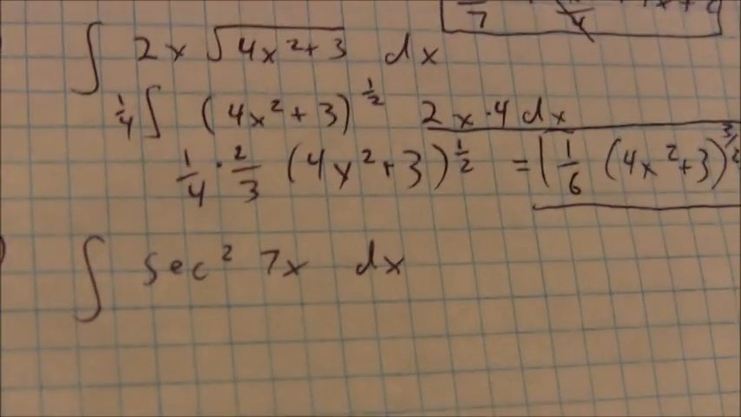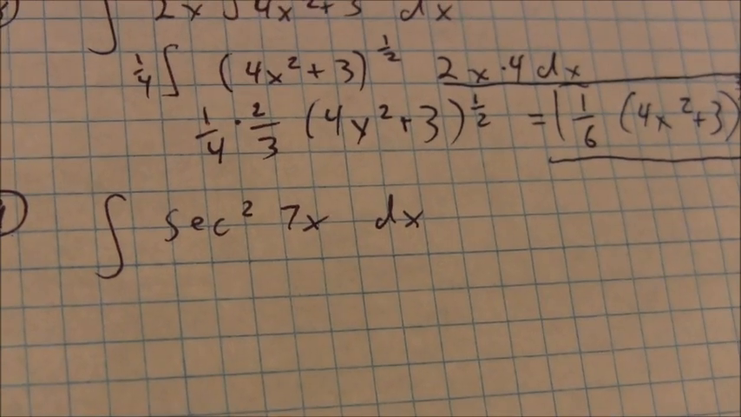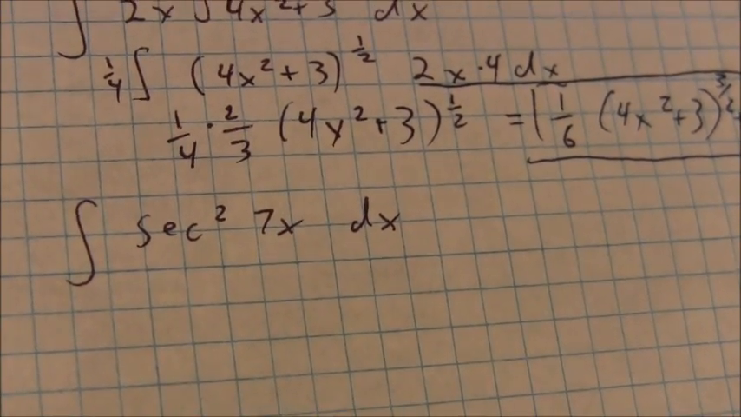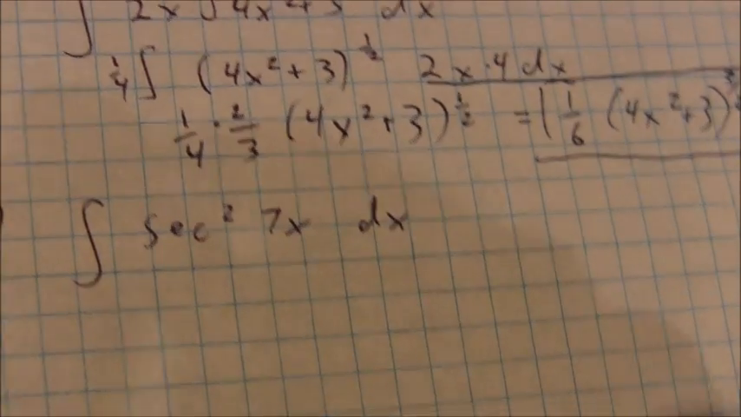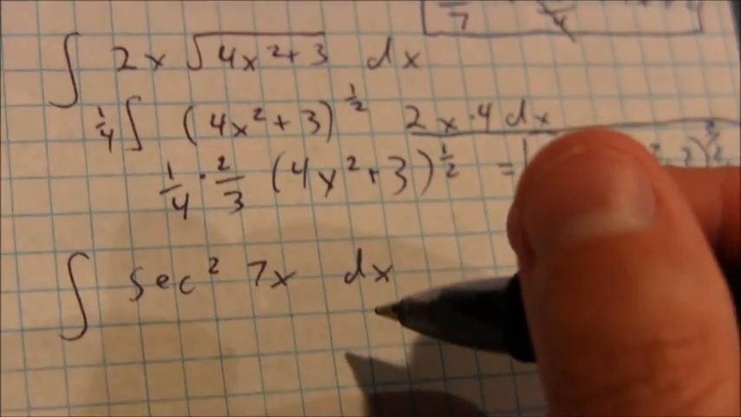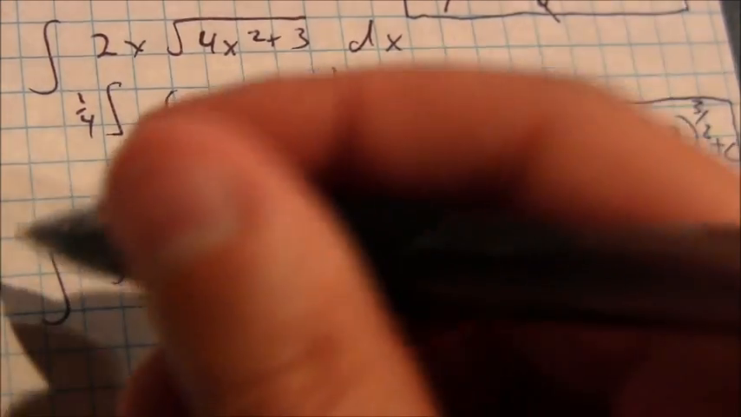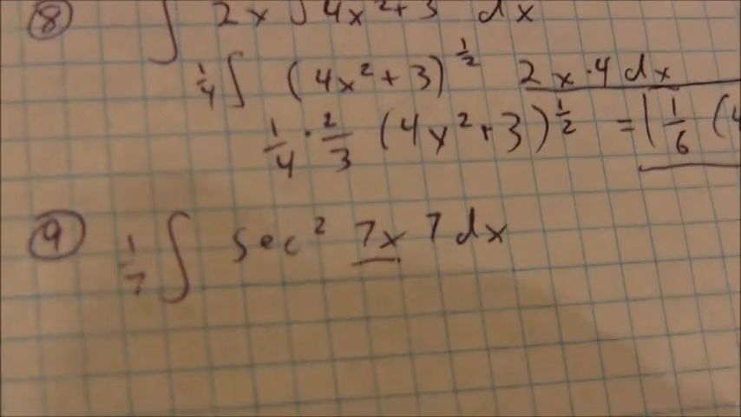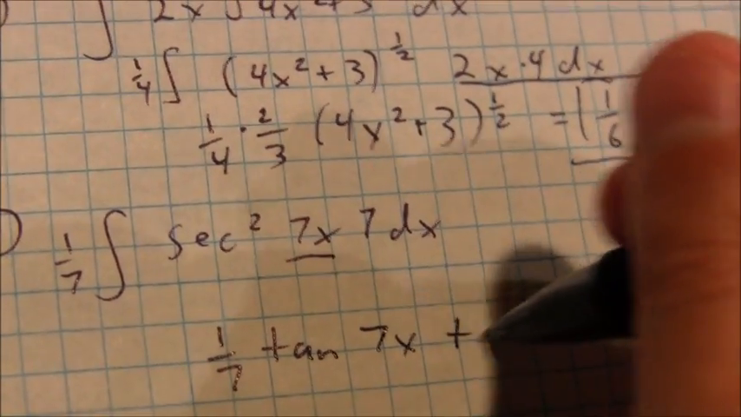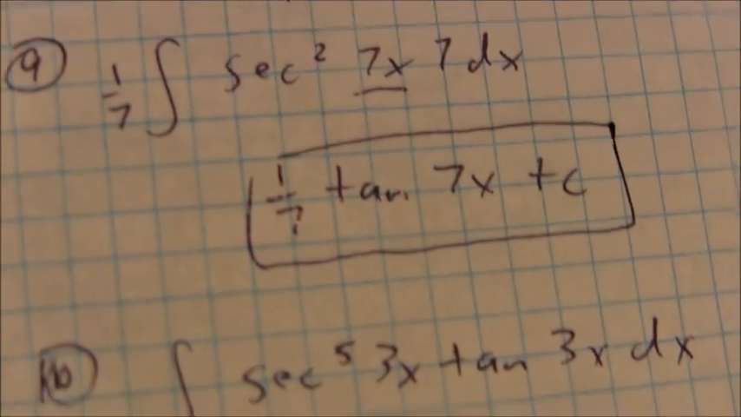Okay, 2 to go. Number 9, it's a secant squared. Hopefully you remember, secant squared is the derivative of tangent of x. So, as a result, I know this is going to be a tangent function, not a second power function. I only need to handle the derivative of my inside function, which is 7. So balance that with the 1/7. And I'm going to get 1/7 tangent of 7x plus c. And again, if you take the derivative, you will get the value that I started with.